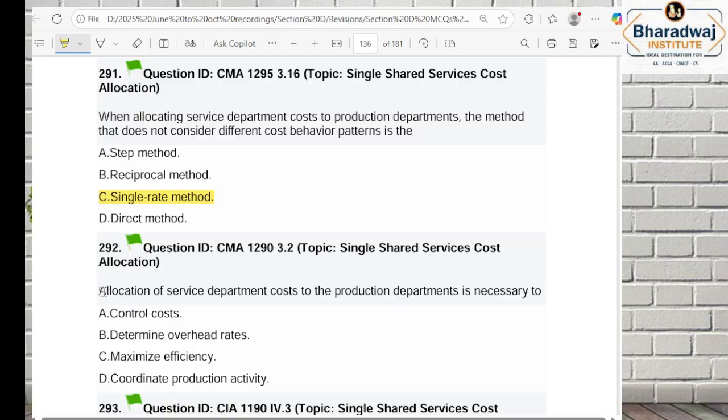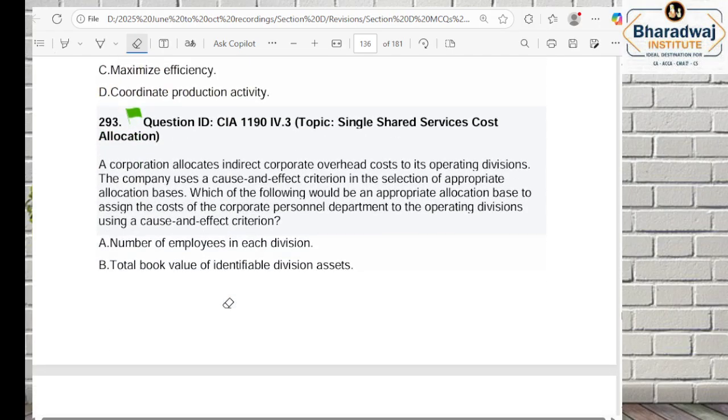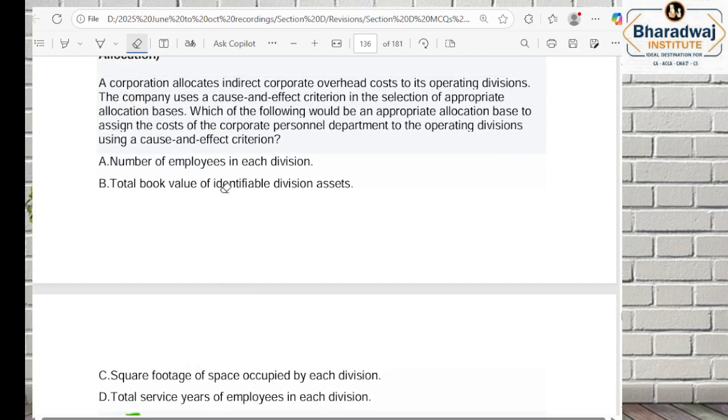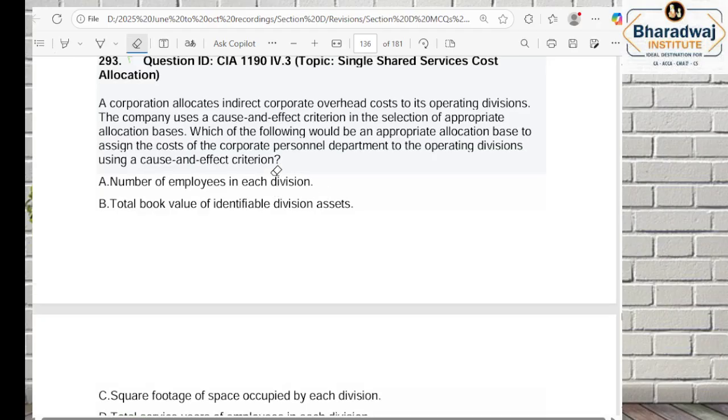To allocate cost to production departments, it is necessary to determine overhead rates. This question is not about the purpose of cost allocation. The question is to assign or allocate the service department cost to production departments. We need which one? The overhead recovery rate. Based on that, the cost will be assigned. Read the next one, 1 minute of time. What is the correct answer? A.